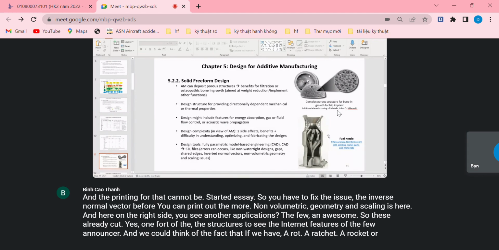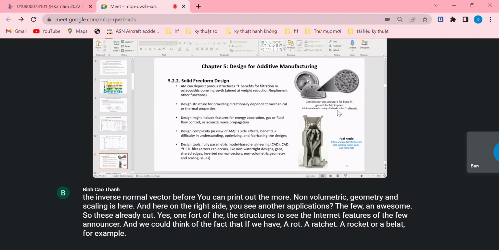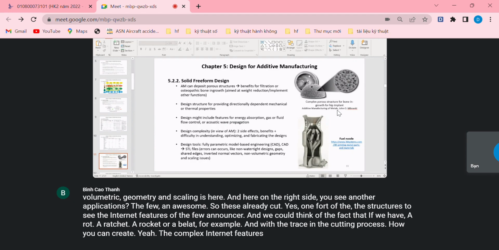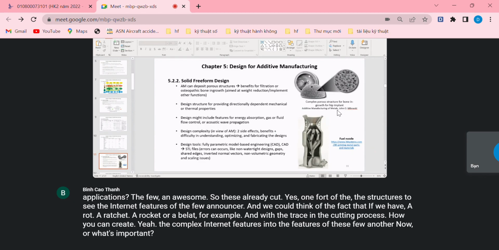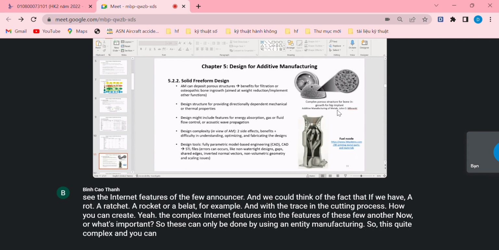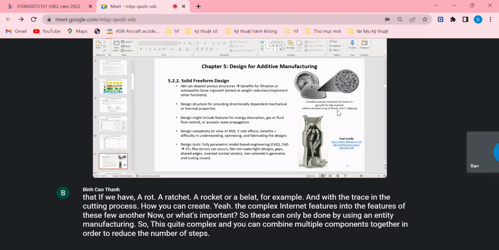or a billet, for example, and with the traditional cutting process, how can you create the complex internal features of this fuel nozzle? Almost impossible. So this can only be done by using additive manufacturing. It is quite complex, and you can combine multiple components together in order to reduce the number of assembly steps. Yes, save cost and time for assembly.